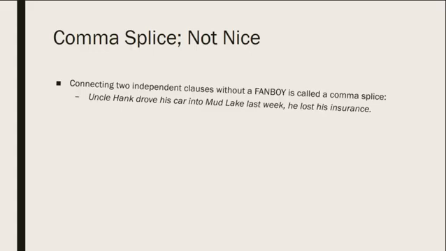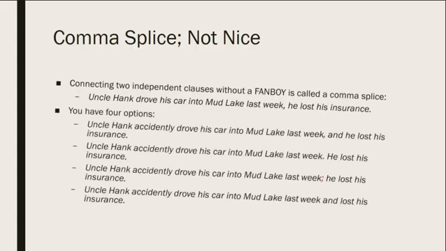So here's where things get nuts. You have 4 different options to choose from. The first one is to do what we've already done, to put in a fanboy. So you'll see there in that first sentence, we have a comma followed by the word and. So last week, comma, and he lost his insurance. In the second sentence, we strengthened up that comma and we just went ahead and threw in a period. So Uncle Hank accidentally drove his car into Mud Lake last week. He lost his insurance. Okay? It's okay to do this every once in a while, but if we do this with every single independent clause that we have, our writing gets boring in a hurry.